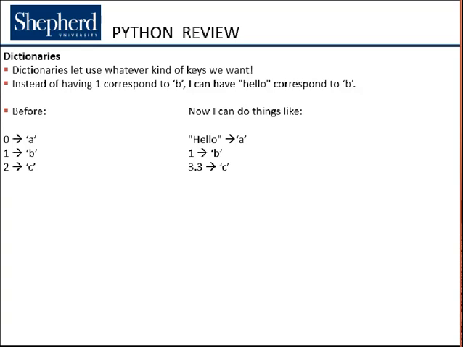Instead of having 1 correspond to B in the previous example, we can have a string, for example, that's meaningful to us correspond to B. So we could have things like, here was our list before, 0 is mapped to A, 1 is mapped to B, 2 is mapped to C, and we can change it. Hello is a key that we use to map to A. 1 we map to B still, and we have 3.3 that maps to C. A dictionary lets us define whatever we want for the index value.